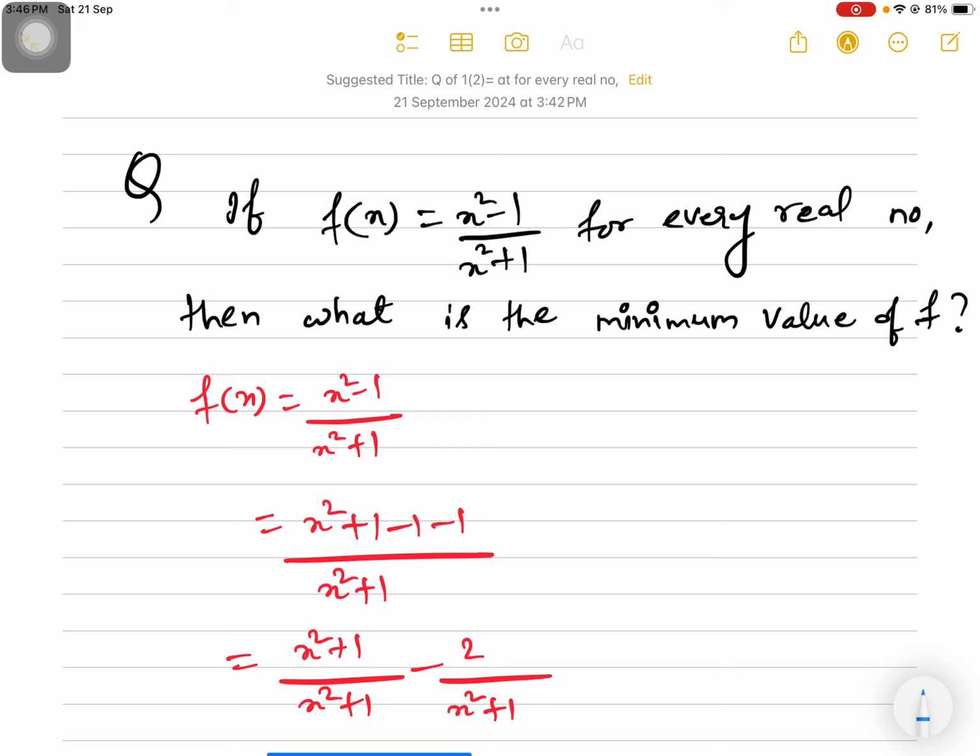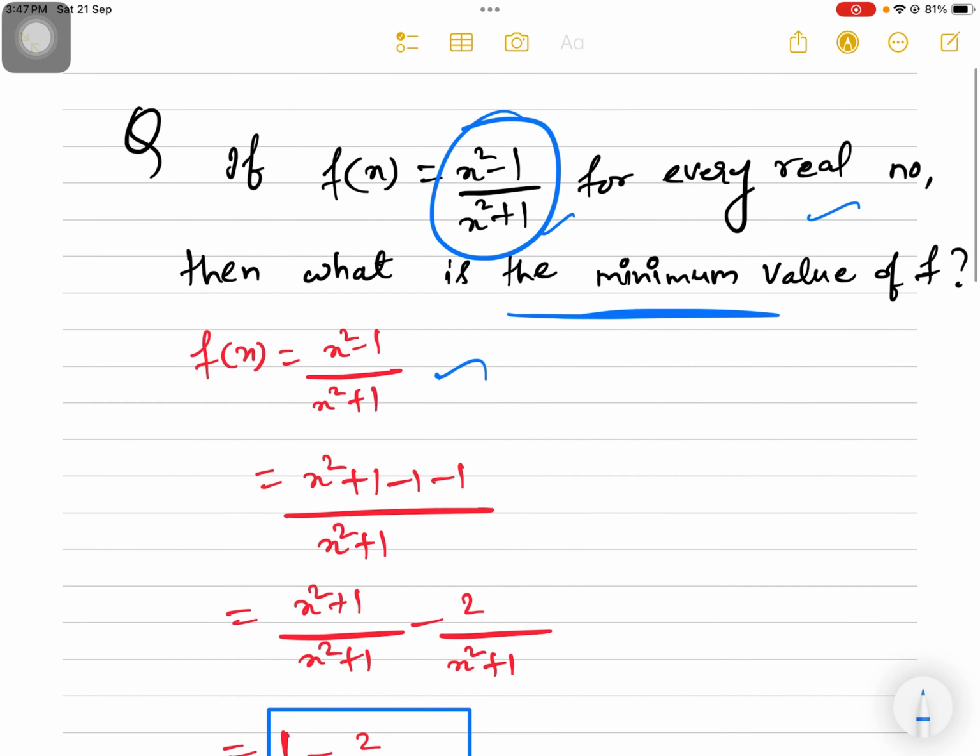The question we have: if f of x equals (x square minus 1) divided by (x square plus 1) for every real number, then what is the minimum value of f? So the function they have given here is f of x equals (x square minus 1) divided by (x square plus 1). They are asking, for every real value of x, what is the minimum value of this function? What is that minimum value?